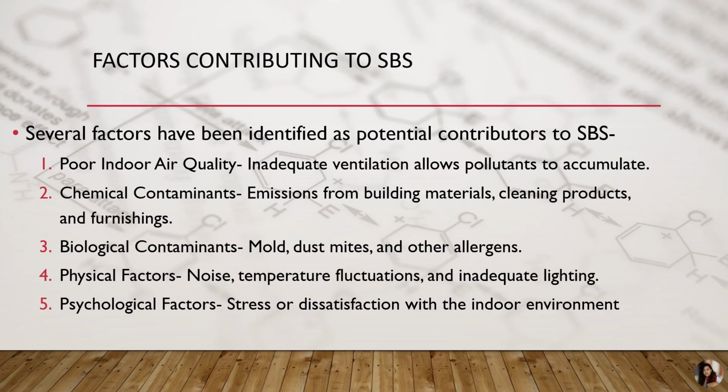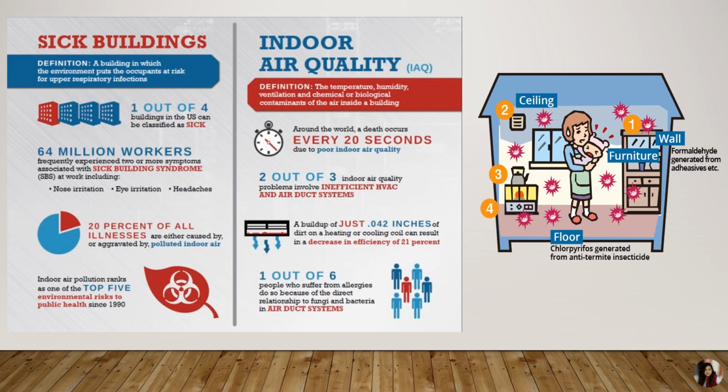When we understand that, I really like this one image on the net. It really covers all the gist of it. This is it. So they said that over here you can see 1 out of 4 buildings in the US are actually classified as sick. So the building is not feeling well. So how do you understand the building is not feeling well? Because there is an inadequate ventilation. So around 64 million workers.